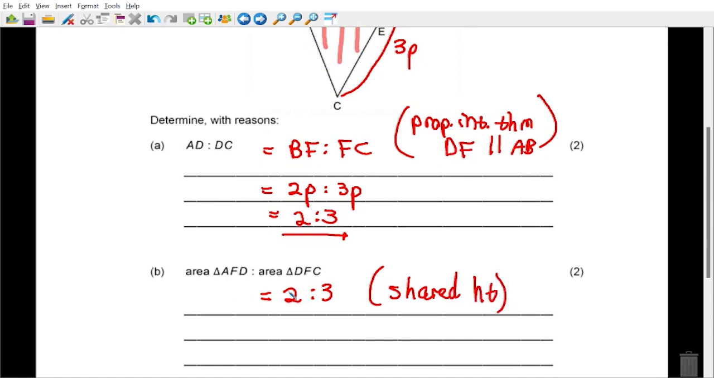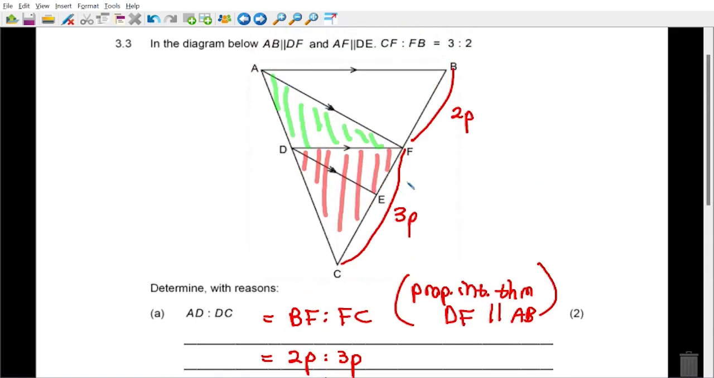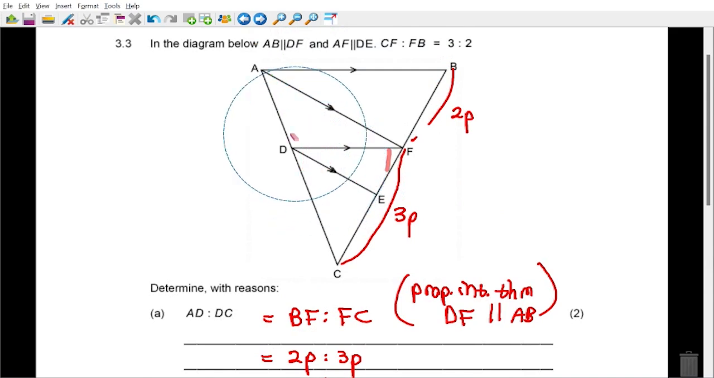Okay, the next one asks us for EF to FB. Now this is a little trickier. I'm actually going to answer it up here so that I can just see the diagram as I answer it. So I'm just going to make this eraser a little bit larger. Okay, right. So that's what we've got. Now I know that this piece here is 2p and that piece here is 3p. Now this question involves EF to FB.